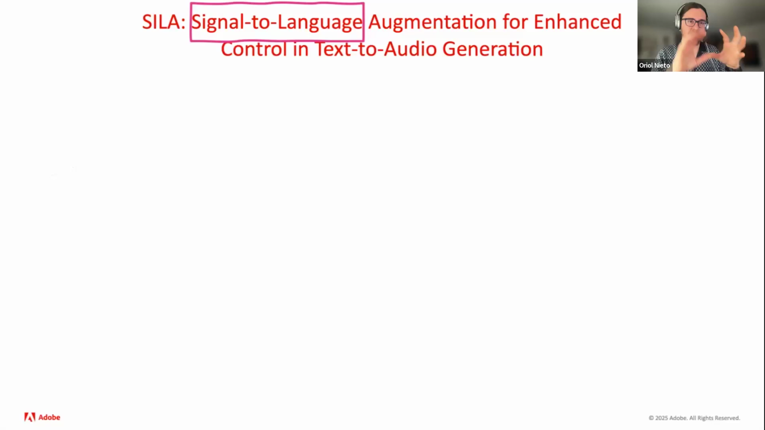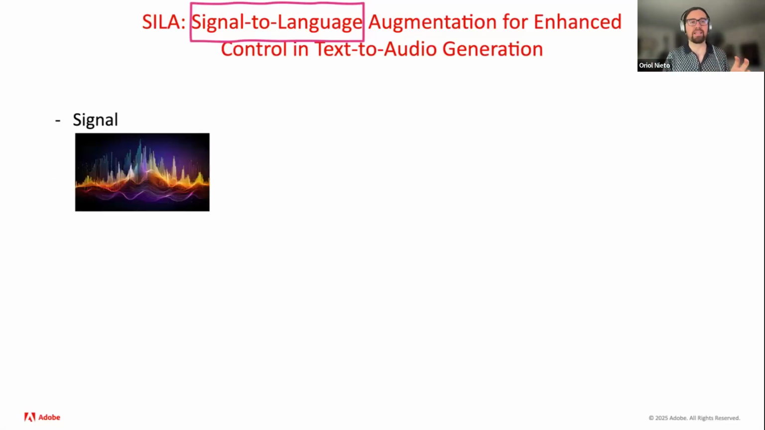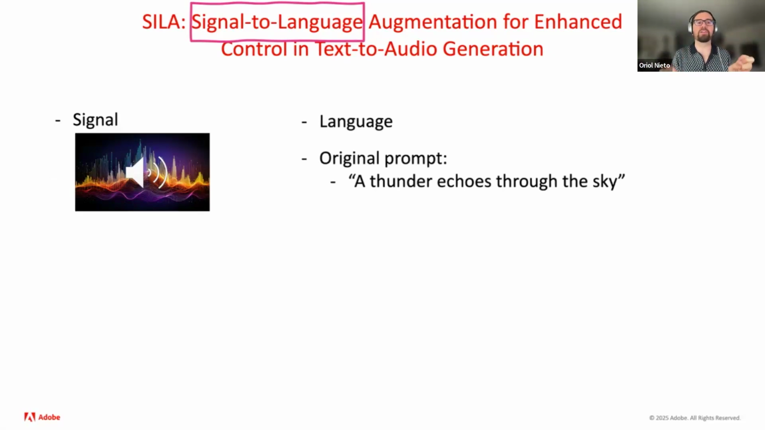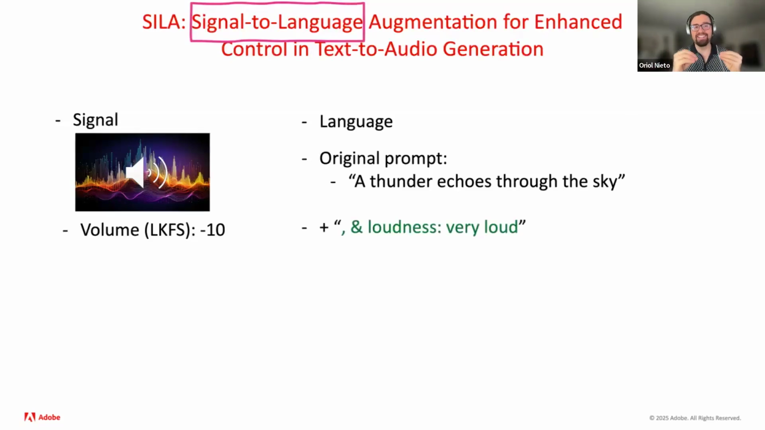And what this DSP enhancement component actually looks like, this is the signal to language part of the paper. I'm just going to exemplify it with this. So imagine that you have this signal as input. And in the description of this, in your training set, you have a prompt that says a thunder echoes through the sky. So we pass it through the DSP enhancer module, and we see that the volume of the signal, the LKFS, is -10, and that is a pretty loud signal. So what we do is to just add some text to the original prompt. So we just concatenate loudness, very loud, to the original prompt.